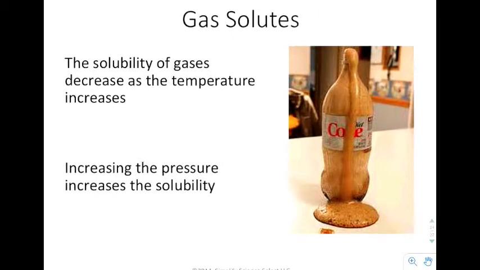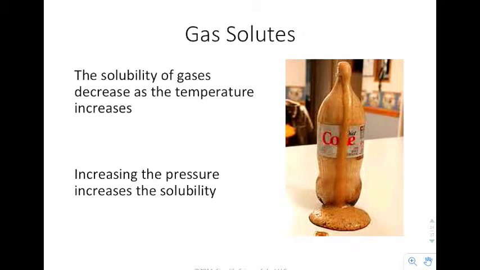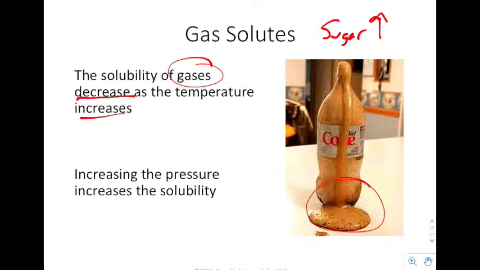For gas solutes, the solubility of a gas decreases as temperature increases. So it's the exact opposite of solids. So generally speaking, as you want to increase the amount of sugar, you raise the temperature. But if you want to increase the amount of gas, like we have here for carbon dioxide, you actually need to decrease the temperature. That's why whenever you drink something like a Coke or a Diet Coke that's been warm, it tends to be flat, because flat means that there's less gas dissolved in it.